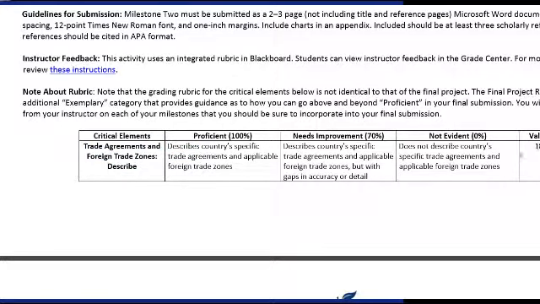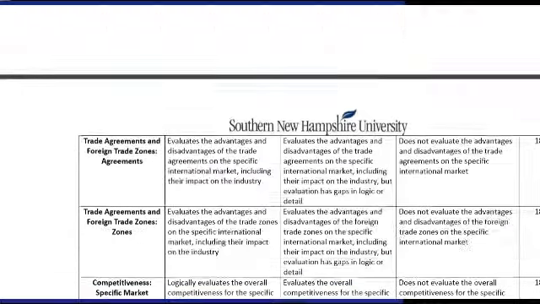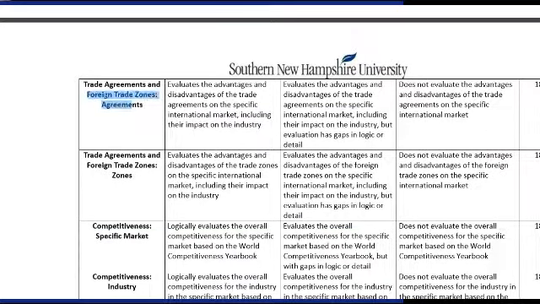That means if you meet the proficient level, where you describe country-specific trade agreements and applicable foreign trade zones, and you have your APA citation to back that up, then you will gain the 18 points. But what happens if this element is not in your paper? You lose the 18 points.